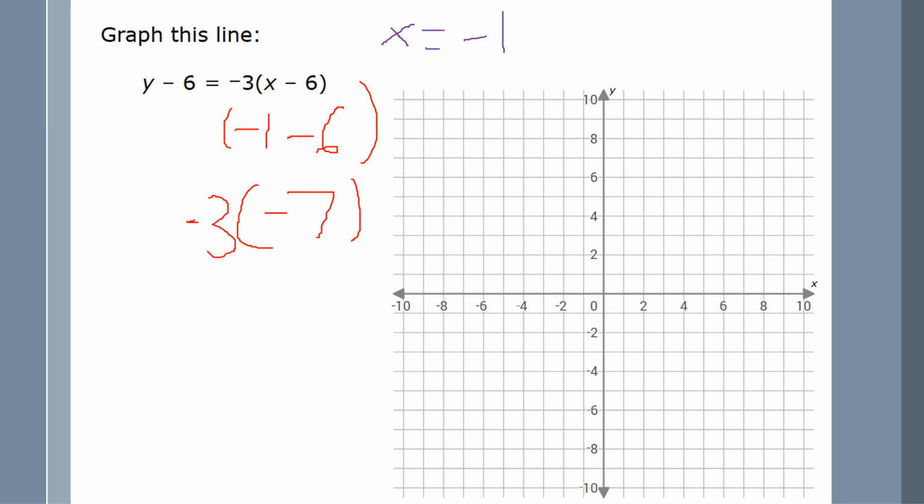So -3 times -7, that's a positive 21. y minus 6 equals 21. And of course we want the variable by itself, so we add 6 to that.